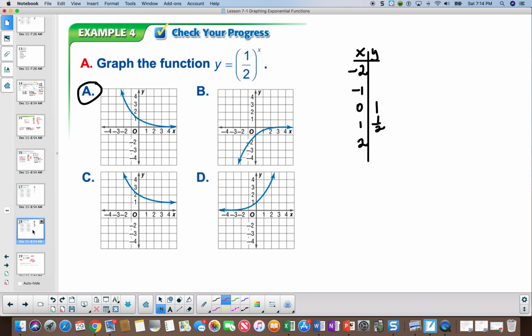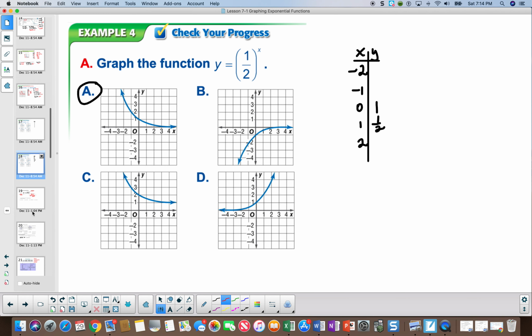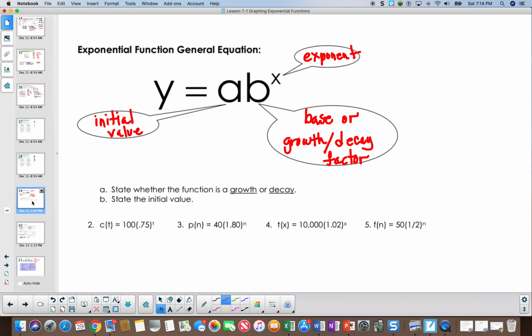And here's the answer. I went ahead and graphed a couple of points to see where I was at. Okay, so, exponential function general equation. We call this the initial value. We haven't been having one of these before. We've just been having the base, or what we call the growth or decay factor, and we've had the exponent. So we just have this part right here. I want to introduce this initial value.